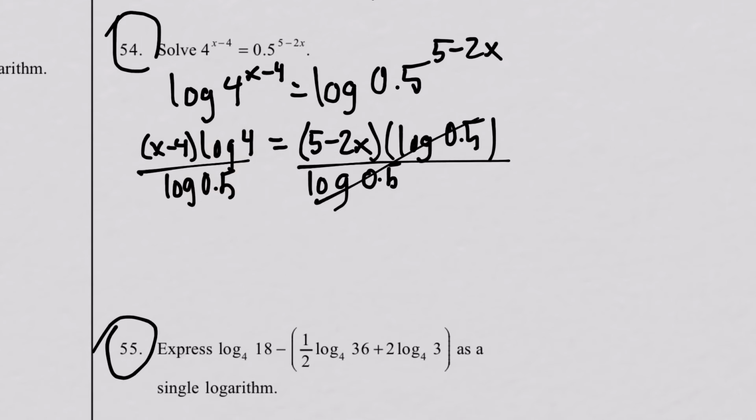So what I have now is x minus 4 times negative 2, which I'm going to put in the front. I could put it on the other side, but I'm going to leave it in the front. And on that side, it's just 5 minus 2x. I'm going to distribute the negative 2, and get negative 2x plus 8.